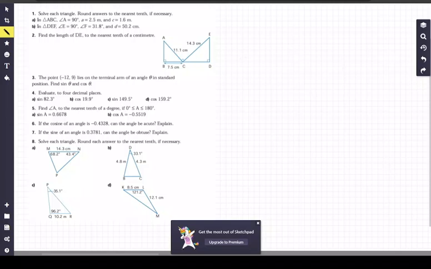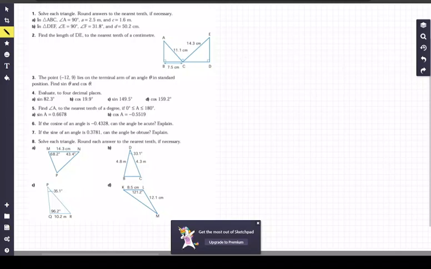Cos 19.9 degrees. It's gonna go ahead and give me 0.9403, which is rounded up. Sine of 149.5 degrees. That's gonna go ahead and give me 0.5075, well rounded, yeah. Cos of 159.2 degrees. It's gonna go ahead and give me negative 0.9348.